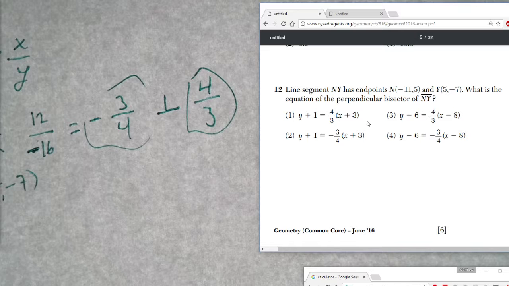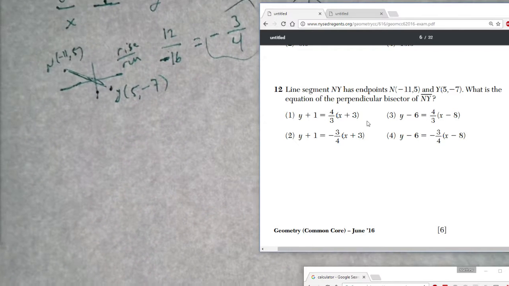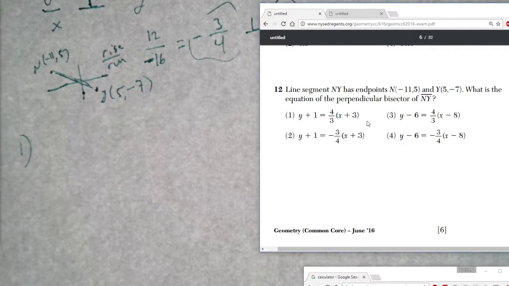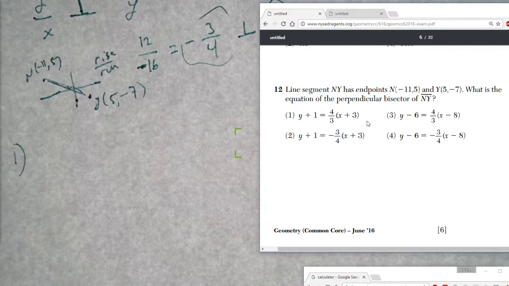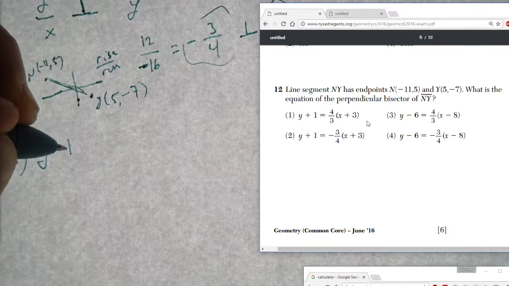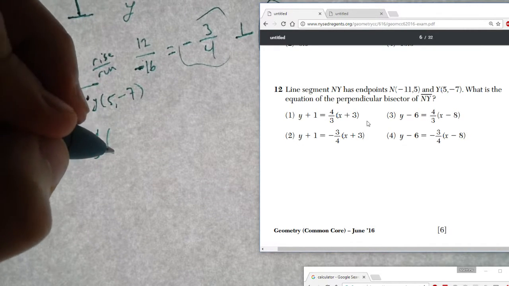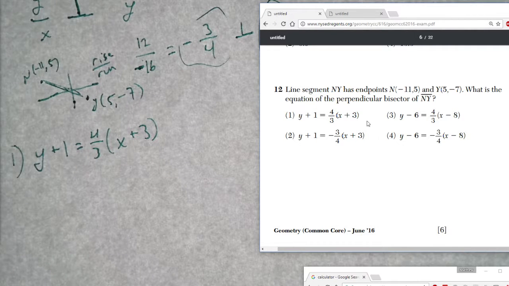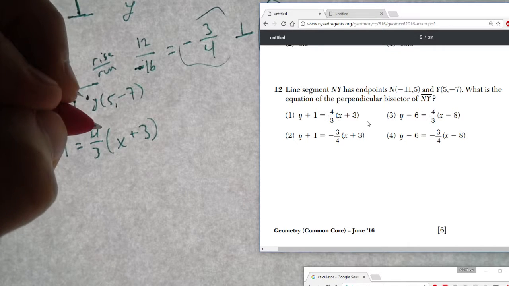To get this into slope-intercept form, I'll just do some algebra on my geometry exam. Let's pull out a little bit so I can write a little larger. So for answer 1, I have y plus 1 is equal to 4/3 x plus 3. If you want to skip the algebra part, feel free to. I'm going to go through it slowly in case people need a little bit of help practicing their algebra.